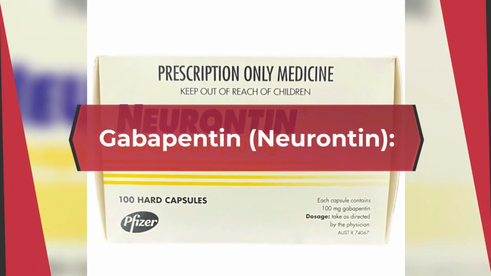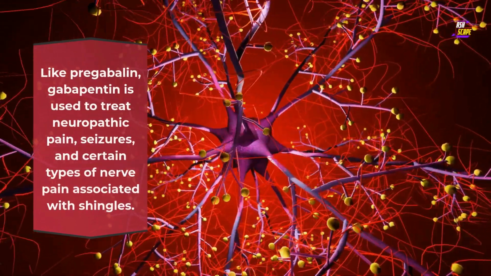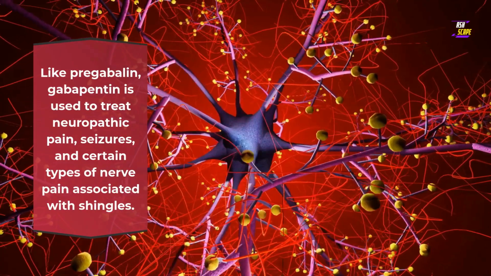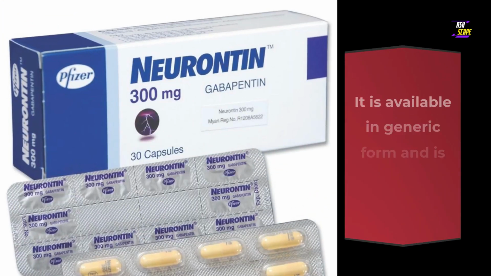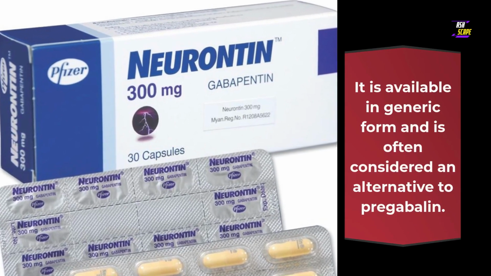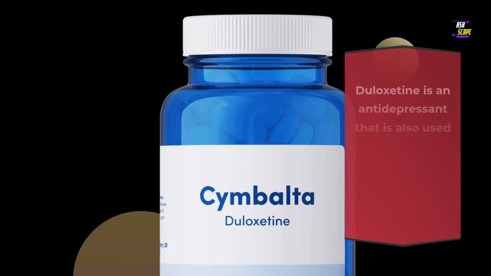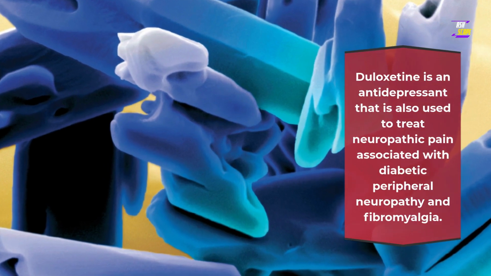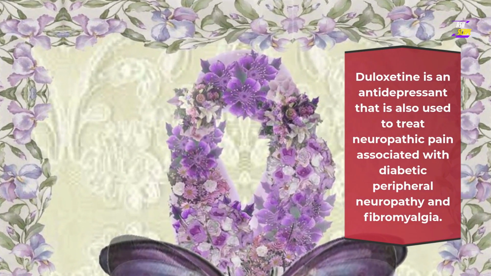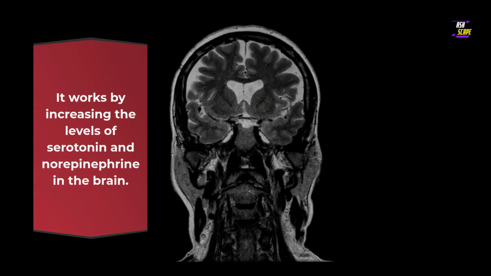Gabapentin, Neurontin. Like pregabalin, gabapentin is used to treat neuropathic pain, seizures, and certain types of nerve pain associated with shingles. It is available in generic form and is often considered an alternative to pregabalin. Duloxetine, Cymbalta. Duloxetine is an antidepressant that is also used to treat neuropathic pain associated with diabetic peripheral neuropathy and fibromyalgia. It works by increasing the levels of serotonin and norepinephrine in the brain.